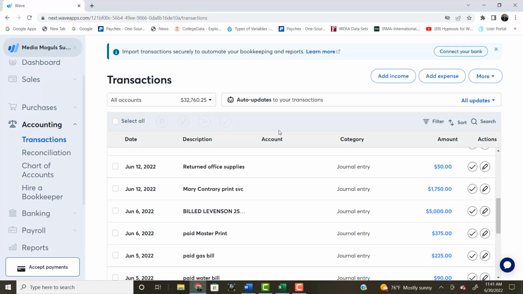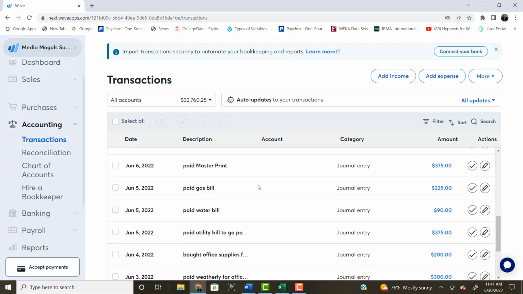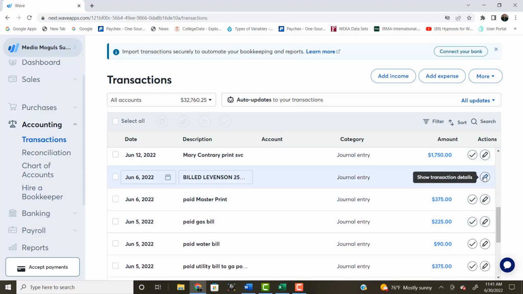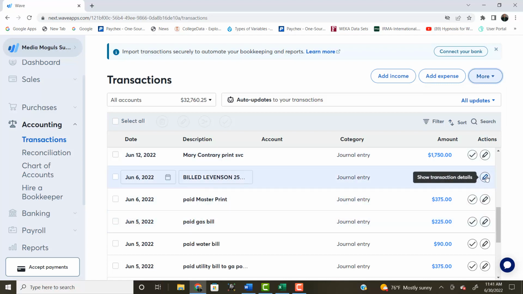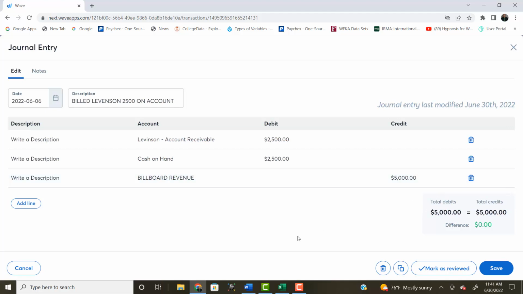So let's come over here and look at Levinson's. What you would have done is come up here, hit this More button, and add a journal transaction. I've already done that, and this is the journal transaction. So I'm going to edit it. You notice here that you write a description, Levinson accounts receivable. You've already added that account to your other short-term assets. And in this case, we have $2,500 of Levinson accounts receivable going up.